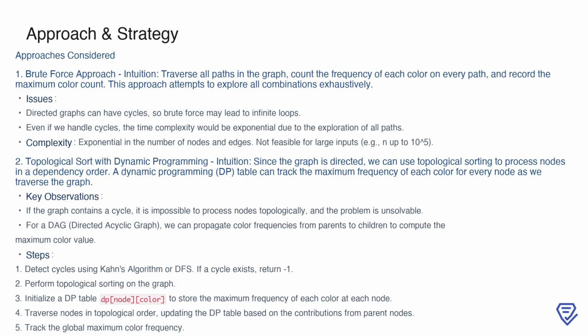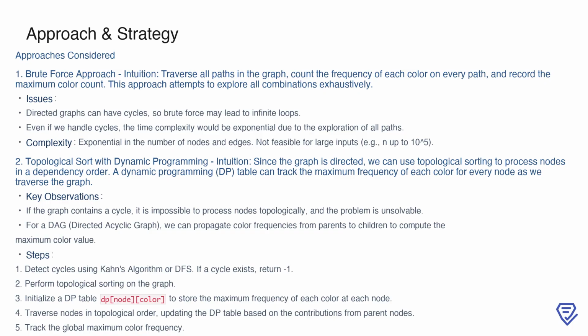If the graph contains cycles, topological sorting becomes impossible, making the problem unsolvable. But for directed acyclic graphs, or DAGs, we can propagate color frequencies from parent nodes to child nodes, ultimately computing the maximum color value efficiently.